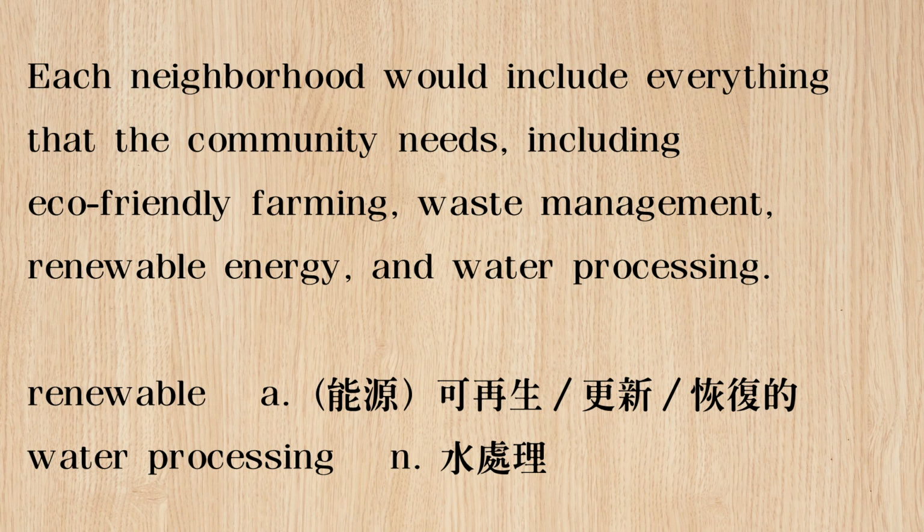Wow, tough words. 那每个社区呢，都将含有该社区所需的一切的事物，包括环保的农业、废弃物的管理、可再生的能源跟水源的处理。Okay, let's say these words again. Number 1, eco-friendly farming. Eco-friendly farming. Next, waste management. Waste management. That means poo poo pee pee. And next one, renewable energy.